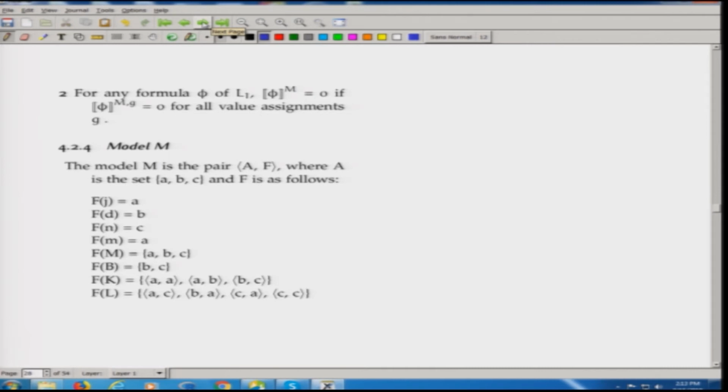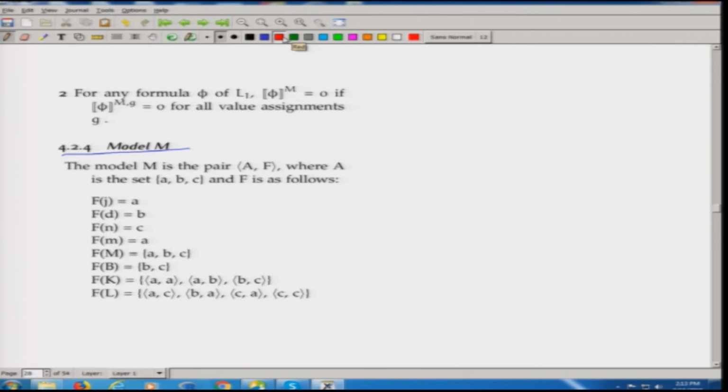We need to understand the model we are working on, because all the truths or falsities depend on that model. Here is a description of the model. Now, you remember that the model consists of two things. The model has two functions. It consists of two things.